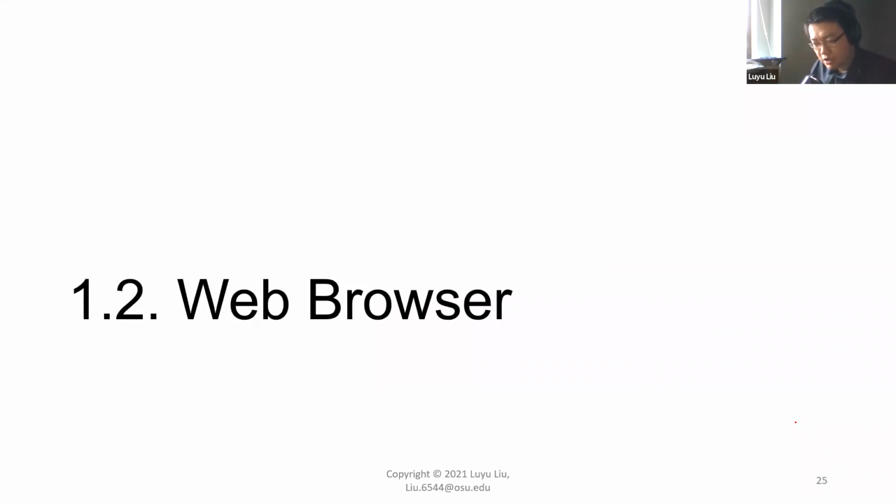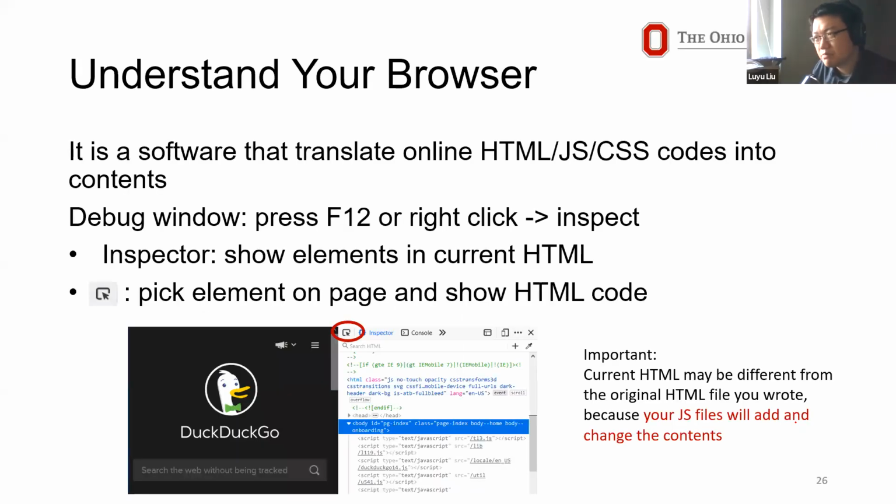All right. So the next part we want to talk about is the web browser. I guess everyone uses a web browser. If you can make it here, I guess you are a proficient web browser user, right? But do you know how a web browser works? Essentially, it is software that translates online HTML, JS, CSS code into content that you can see, right?